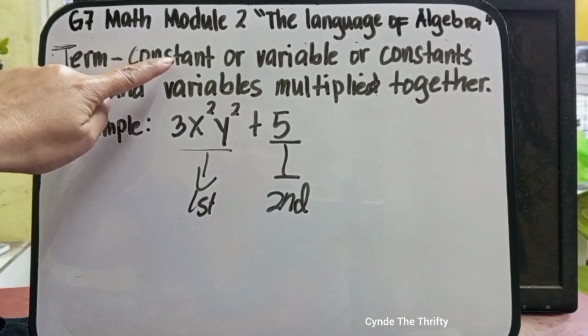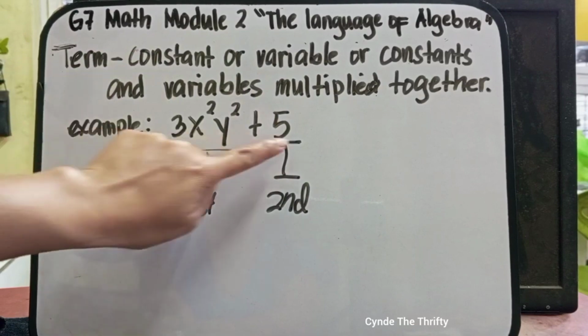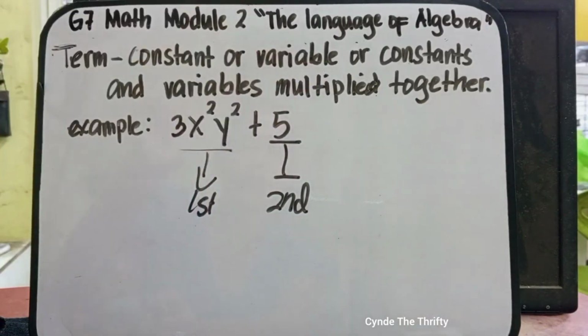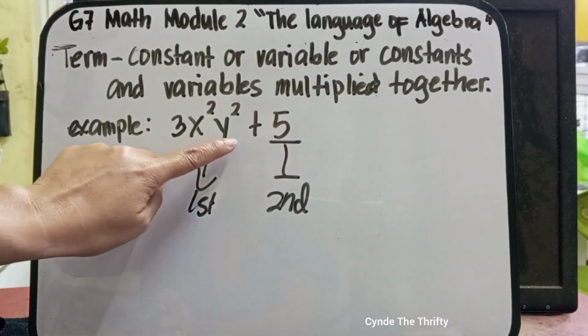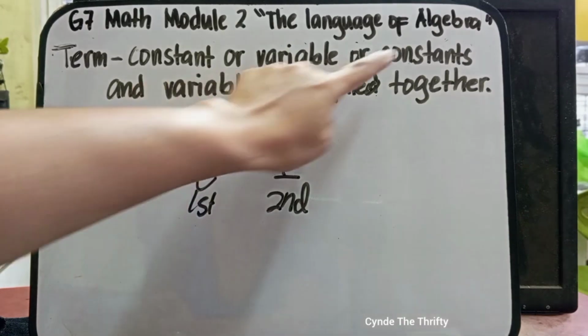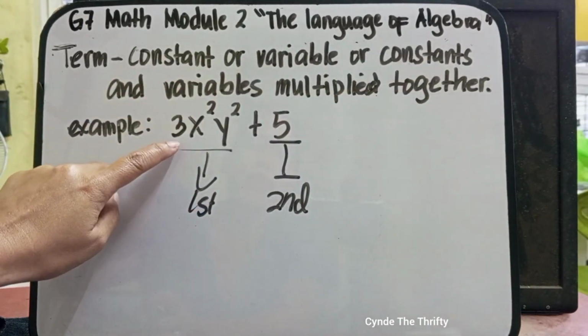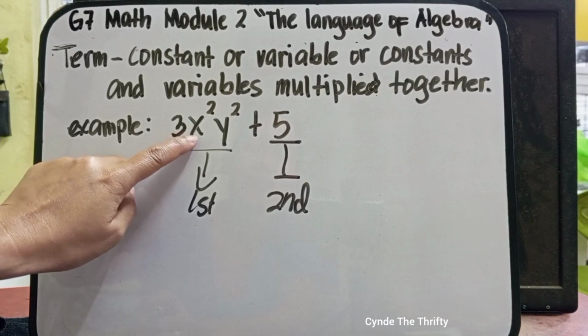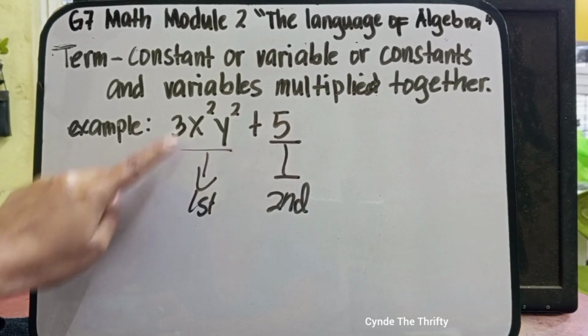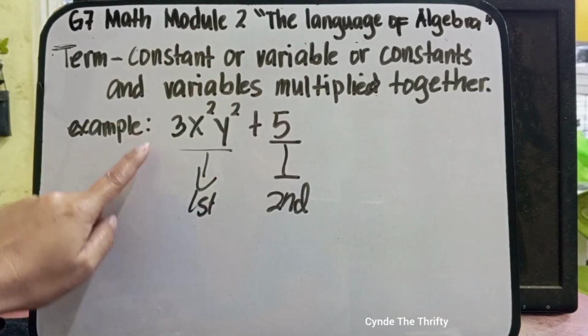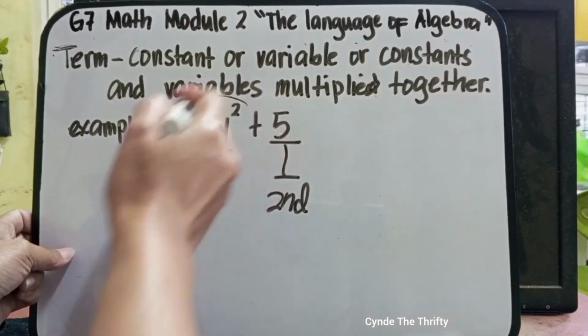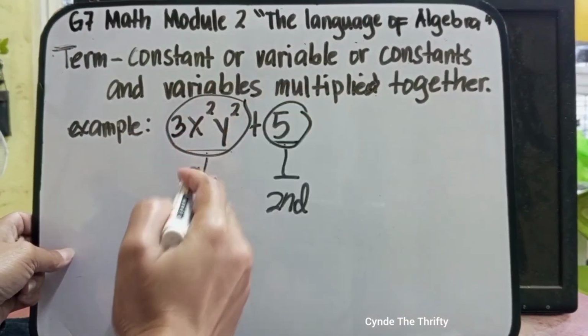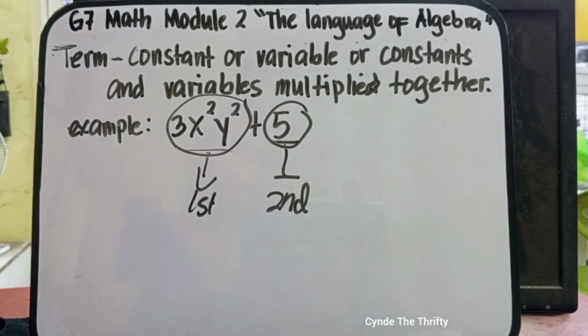So, constant, meaning itong constant natin, itong mga number, or variable, and ang variable natin, again, is yung mga letters na makikita natin, or constants and variables. So, gaya nito, meron siyang constants and variable na magkasama, multiplied together. So, ito yung tinatawag nating term. Again, ito yung ating term and term. So, first term and second term.